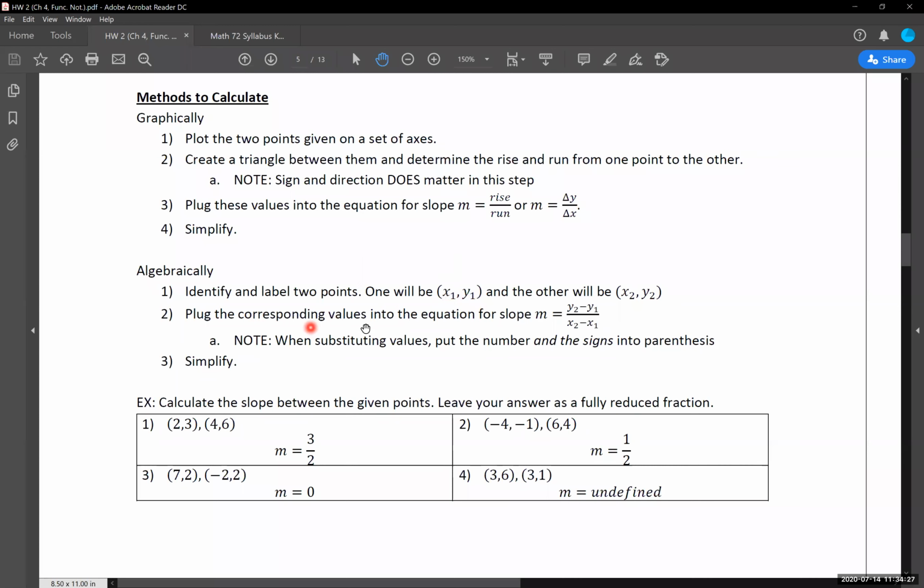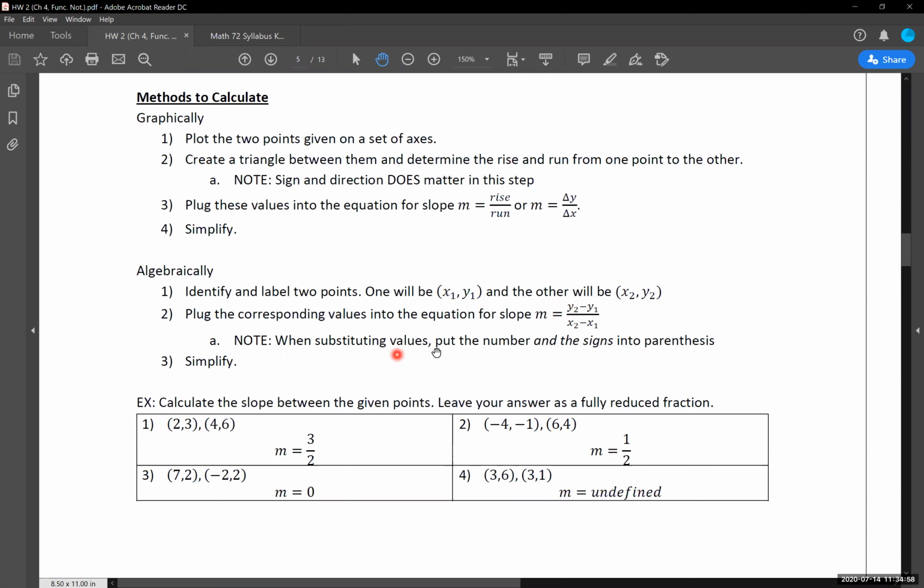Second step, plug the corresponding values into the equation for the slope. m equals y2 minus y1 over x2 minus x1. And once again, it does not matter which one is y2, y1, or x1, y1, x2, y2. You just need to label one point of each accordingly and then plug it in here. You will get the exact same answer no matter how you label them.